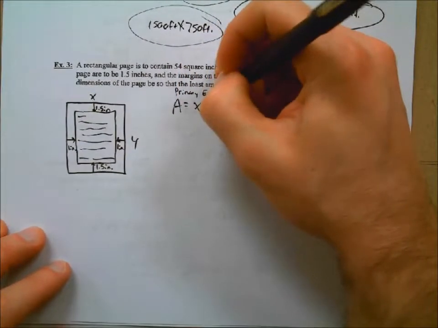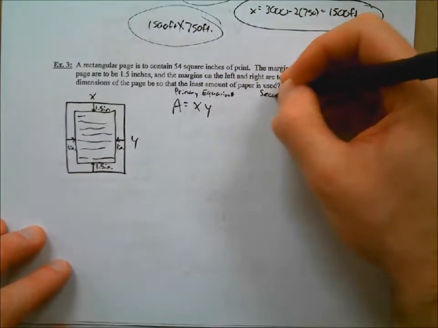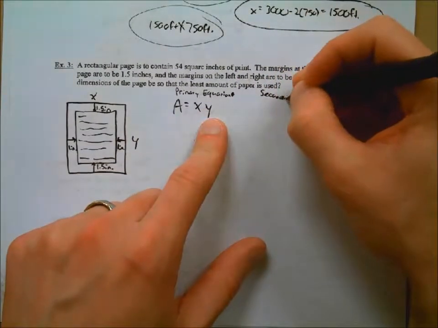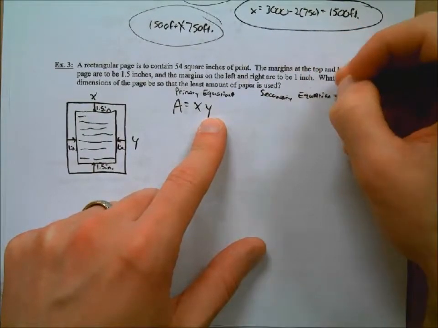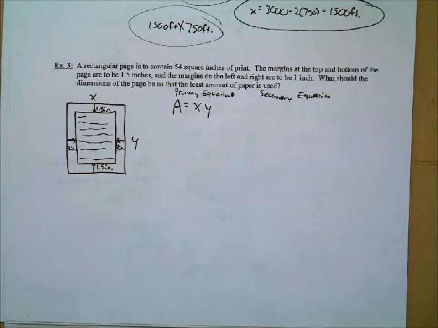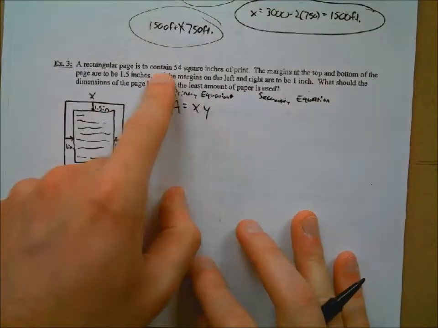So we need to come up with a secondary equation. You don't need to put these labels, by the way, primary and secondary. If it helps you, feel free, but I'm just doing it because these are notes, and I want to help you guys be able to read back to things and label things. Okay, so secondary equation. We know that the rectangular page is to contain 54 square inches of print.